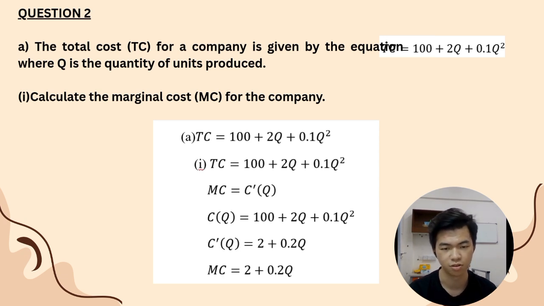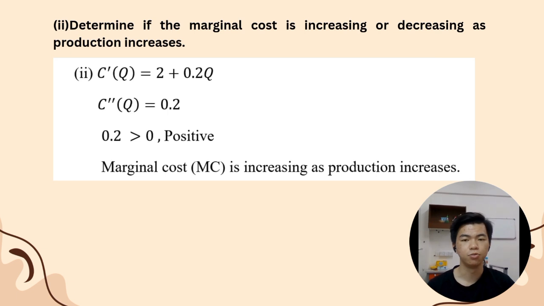That's the marginal cost. For question number 2, we are required to determine if the marginal cost is increasing or decreasing as production increases. With the marginal cost we calculated earlier, C'(Q) equals 2 plus 0.2Q, we can use the second order condition, which is C''(Q), and we get 0.2, which just removes the Q from 0.2Q. The final answer is 0.2, which is more than 0, so it is positive. This means that marginal cost is increasing as production increases.